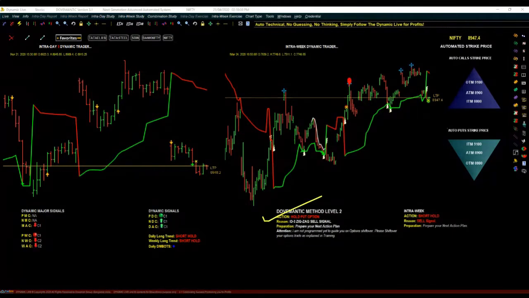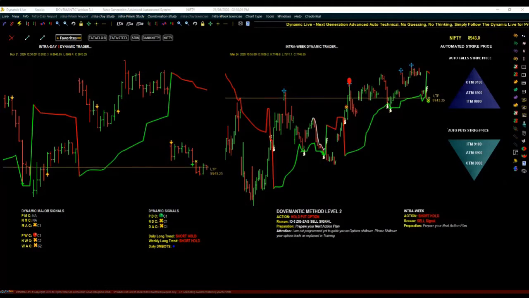So gentlemen, today Dynamic Live is the one and only platform in the whole world when it comes to trading in options, which can directly tell you how to trade in options, when to trade in options, what to trade in options. And when it comes to buying a call option or a put option, it's very important for you to understand how to select the right strike price. Not many traders, not many experts know about this particular secret.